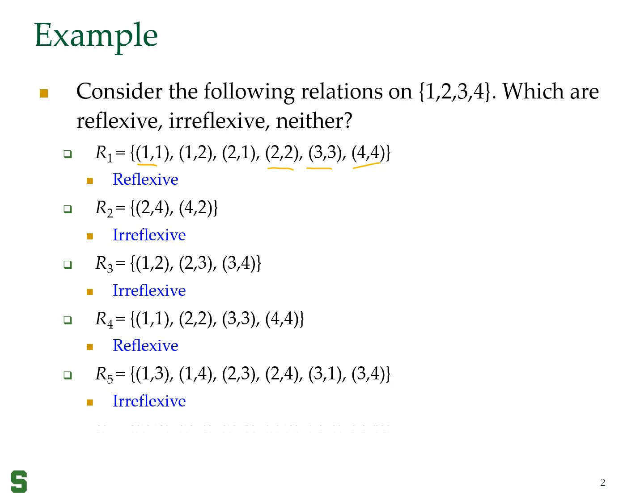I'm good. This is neither. This is because the pair (2,2) is there, which means it's not irreflexive, and I don't see the pair (1,1), which means it's not reflexive.